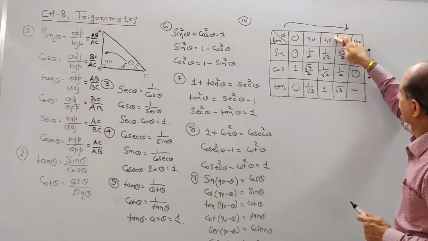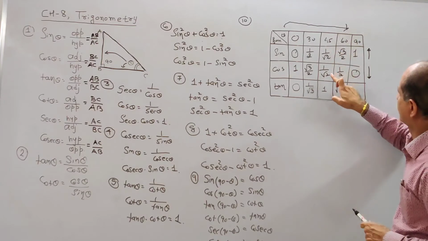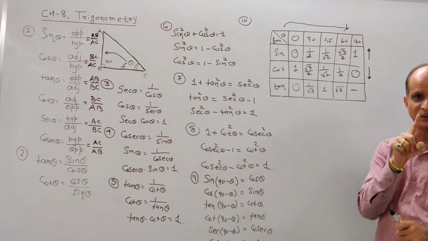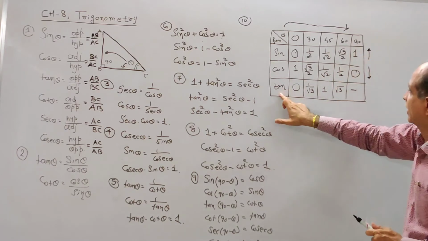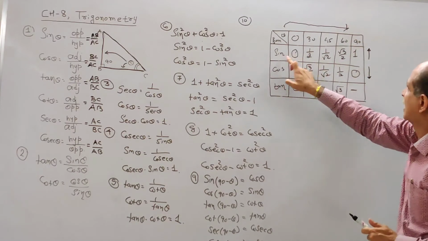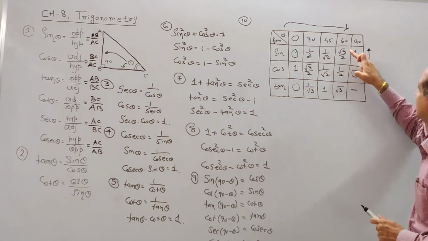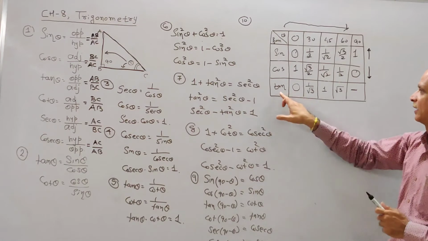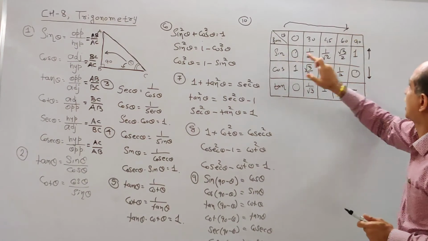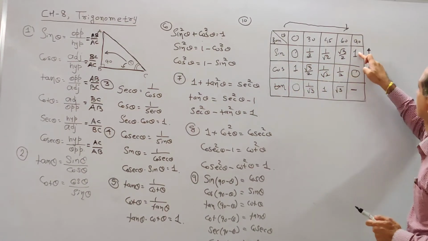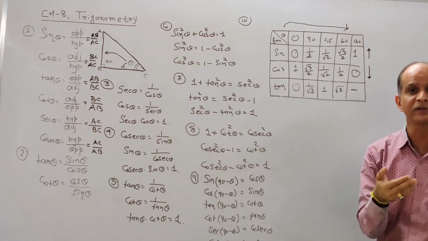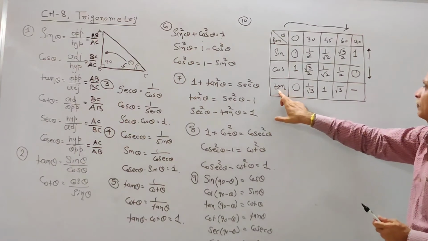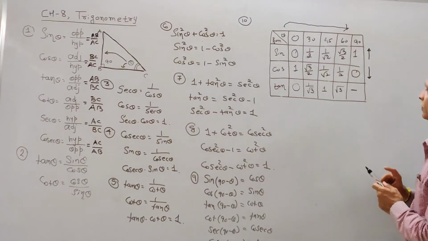Tan 45 means sin 45 upon cos 45, 1 upon root 2 upon 1 upon root 2, is equal to 1. Similarly, tan 60 is equal to sin 60 upon cos 60, root 3 by 2 upon 1 by 2, is equal to root 3. And tan 90 is equal to sin 90 upon cos 90, 1 upon 0. 0 is in the denominator, so it is not possible, and that's why the value of tan 90 is not defined.